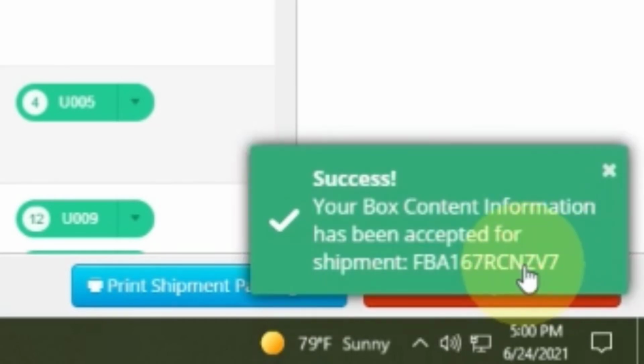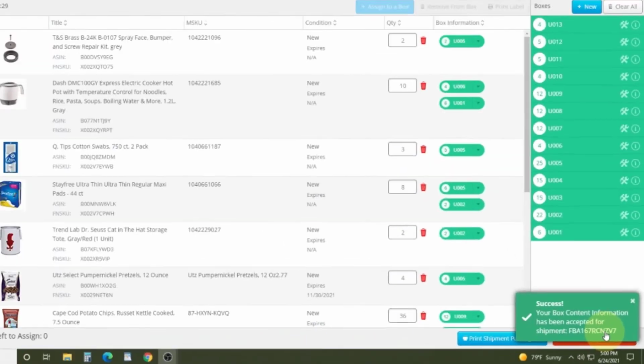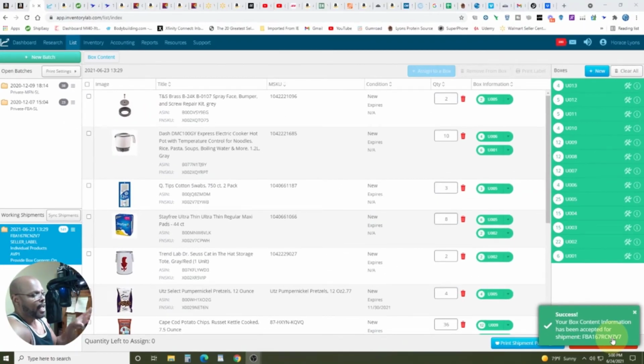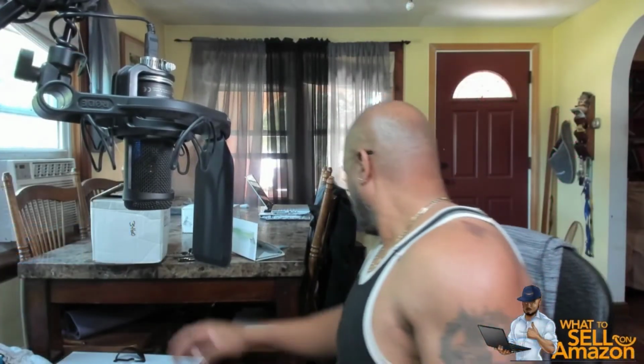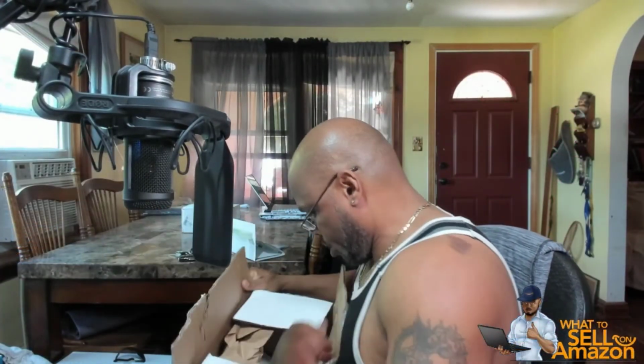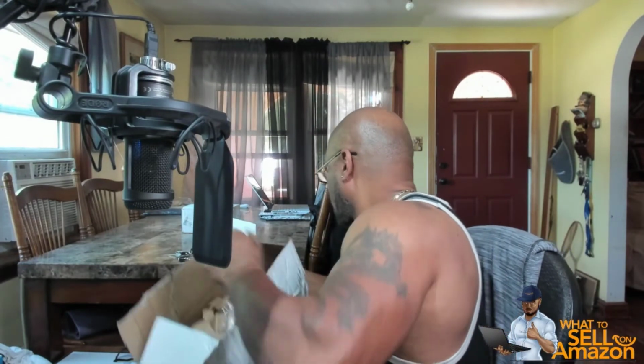Now, you're pretty much done here. Everything from this point on, for the most part, has to be done on Seller Central. So what I'm going to do at this point, I'm going to take 13 of these labels, get them into the printer now, and then we're going to take a trip over to Seller Central, and we're going to print them out.